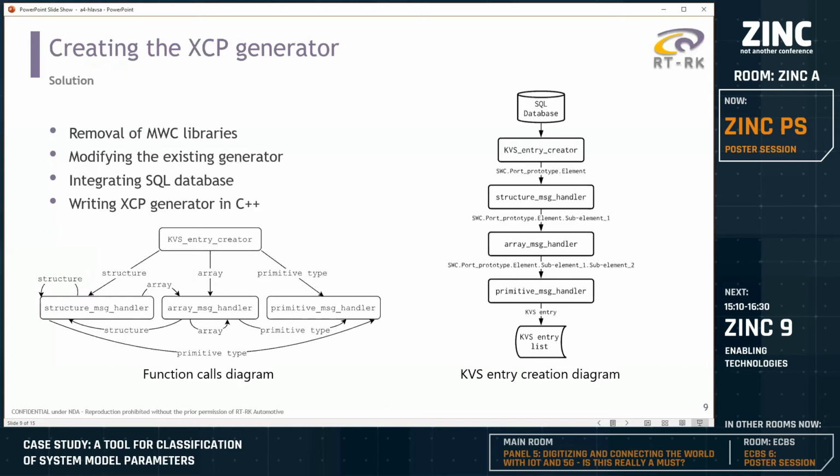Next up is creating the XCP generator. It consisted of removing the MVC libraries, modifying the existing generator, and integrating the SQL database. After all that, it was translated into C++. It can be seen on this slide that the function diagrams and KVS creation diagrams of that generator, where structures and arrays contain other types, but primitive types just contain themselves.